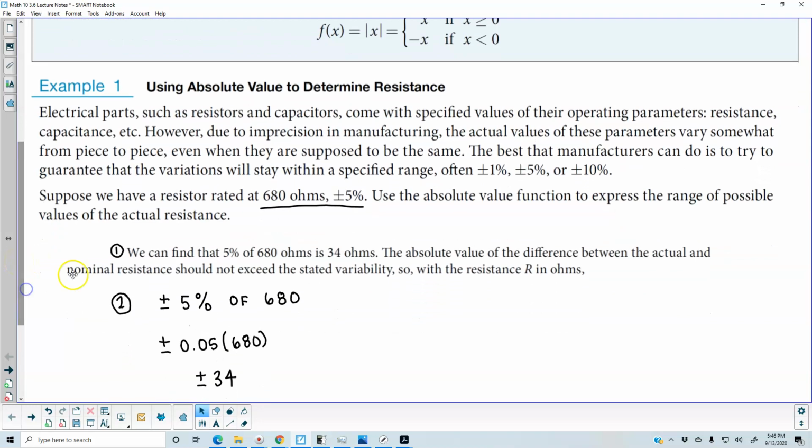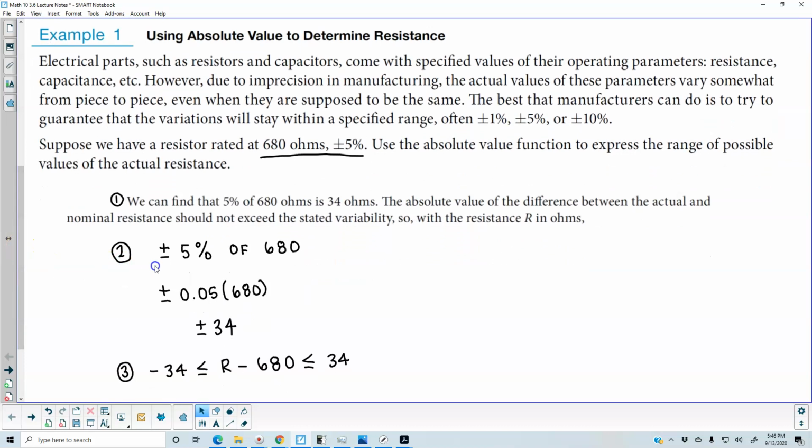So step 1, we can find that 5% of 680 ohms is 34 ohms. The absolute value of the difference between the actual and the nominal resistance should not exceed the stated variability. So with the resistance, R is in ohms. So how do we find 34 ohms?